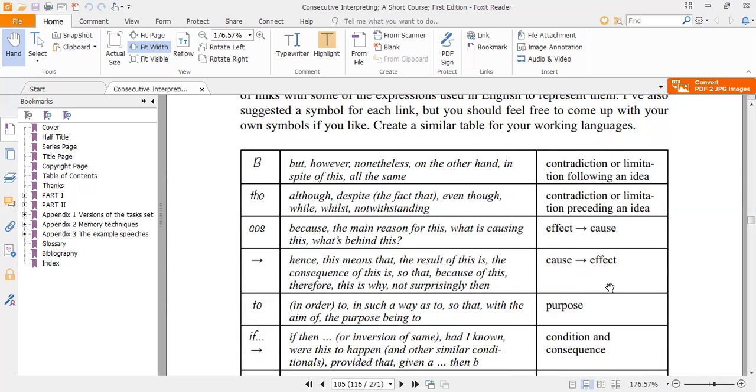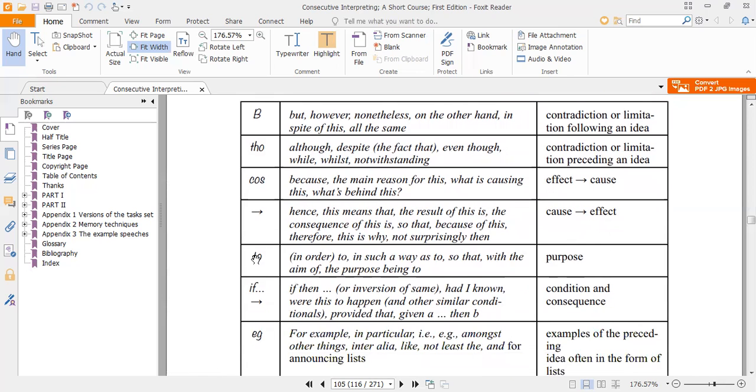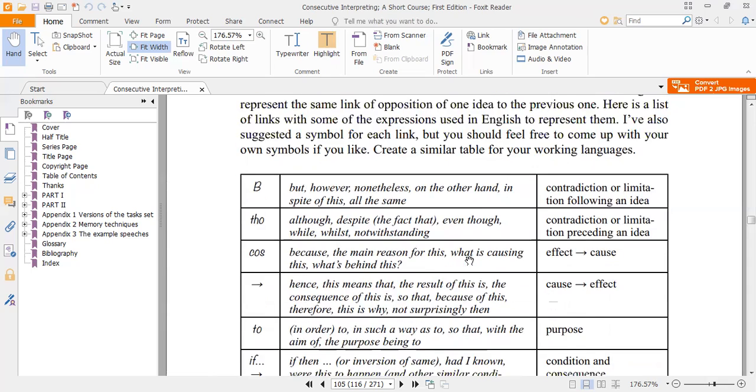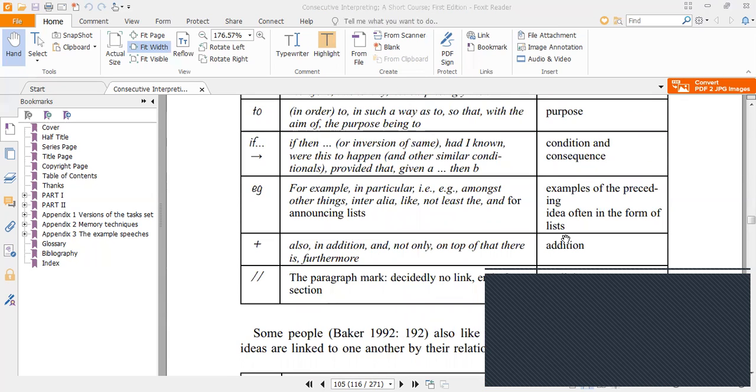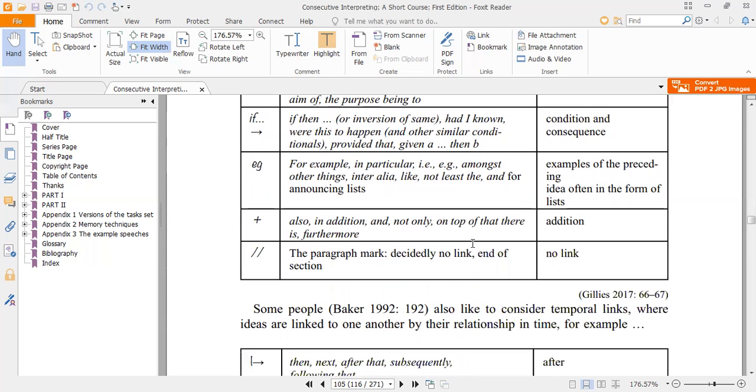So the cause-effect relationship. Now "to" can be taken for the purpose, to clarify the purpose. These links are: in order to, to alone, in such a way as to, so that. You can read them carefully. Now plus is taken for addition, like and, not only but also. On top of that there is furthermore, moreover, and so on and so forth.